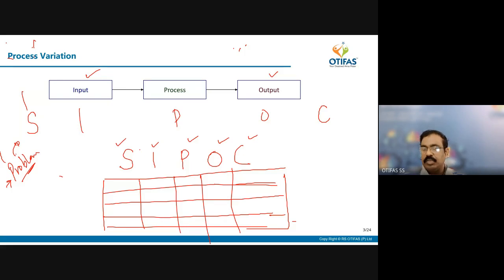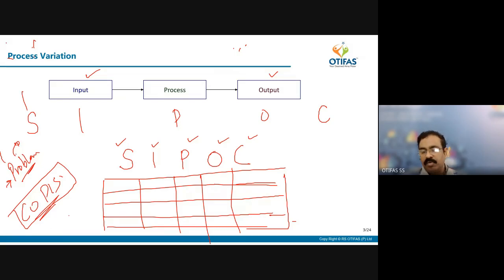Now, what is the use of SIPOC? Whatever people call it, some people say "copies." If you start with customer, output, process, input, it becomes COPIS. I think Philips and others use COPIS. SIPOC or COPIS, whatever it may be, it's the same.